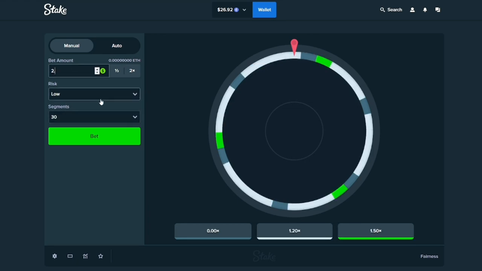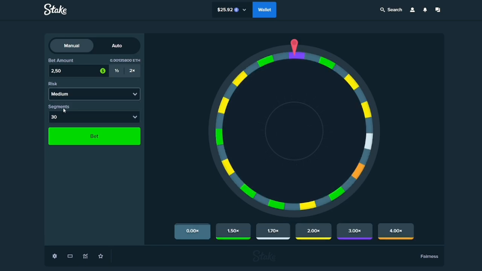$1.50. You know what? Let's do $2.50 actually. Let's play a bit more degen. Ooh, I thought we were gonna bust first bet. That would have sucked so badly. Okay, $28. And yeah, there it goes.